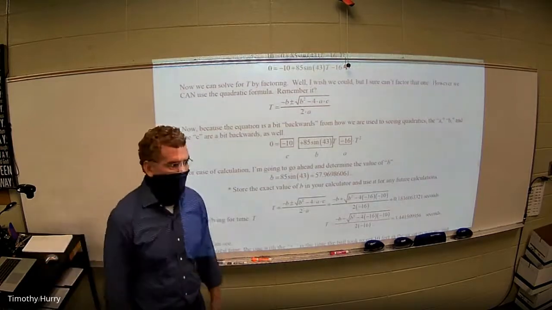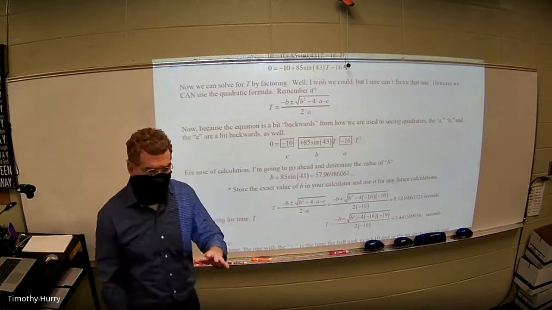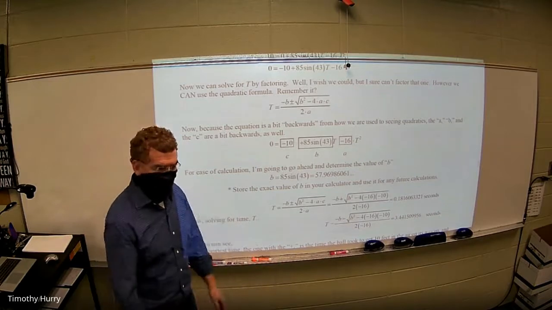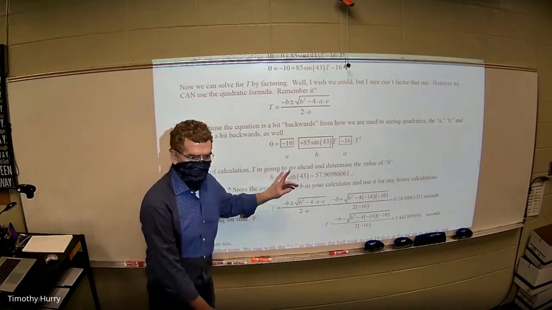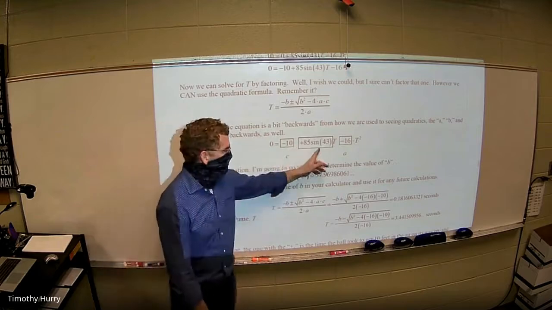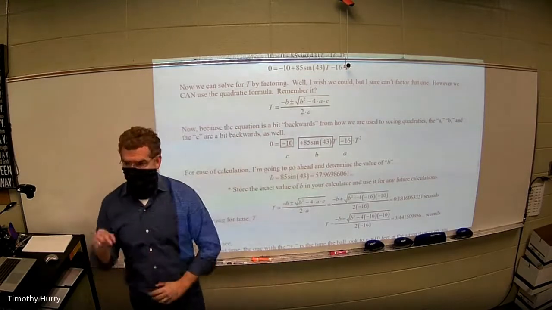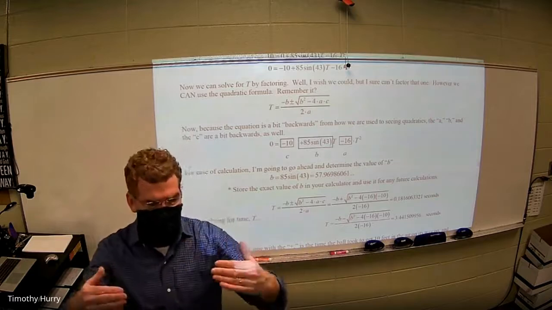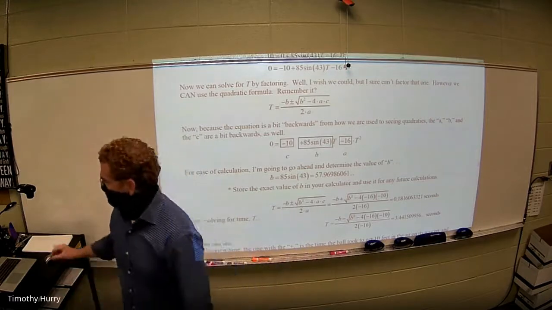We talked yesterday about how it might make your life a little easier. Everybody with me? It might make your life a little easier if you saved the b value as a b, because you could just put it in there. It makes it a little bit easier in terms of entering in those values for a, b, and c and solving.